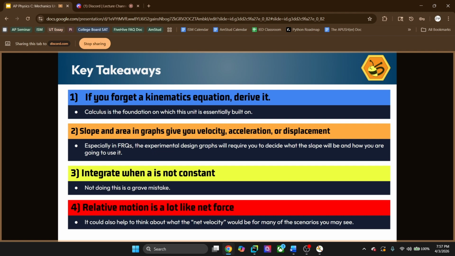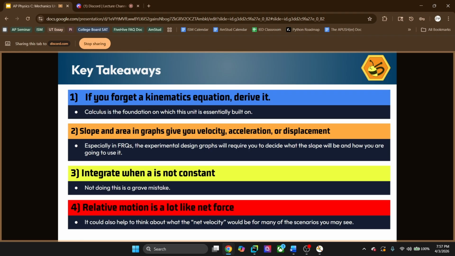The slope and area in the graphs give you velocity, acceleration, or displacement. Especially in FRQs, if you do the experimental design graphs, you have to decide what the slope is going to be and how you are going to use that slope, right? For example, in Physics C E&M, there was an FRQ where they asked you to decide what the slope is going to be for resistivity, to find out what the resistivity of a material is.